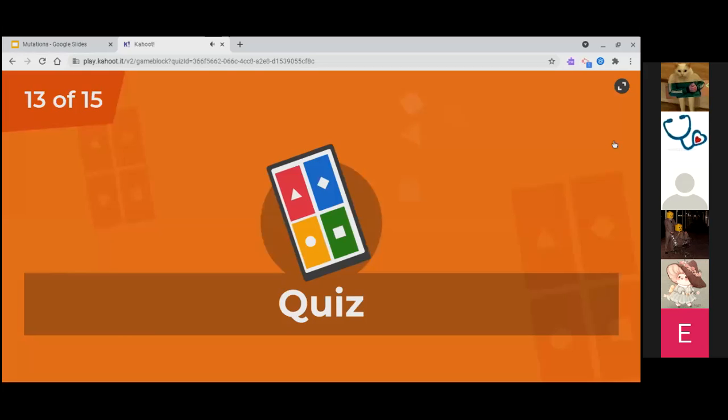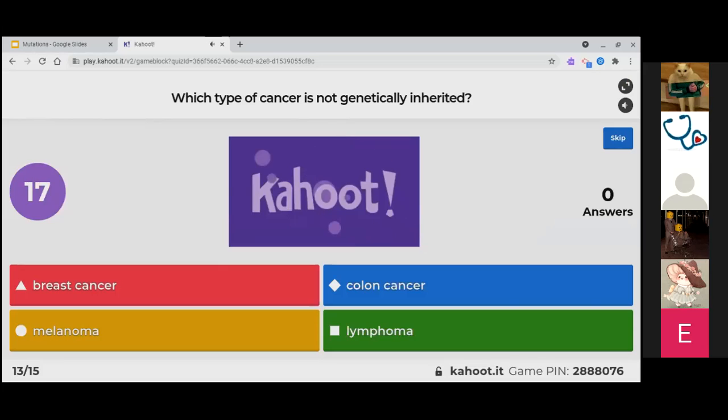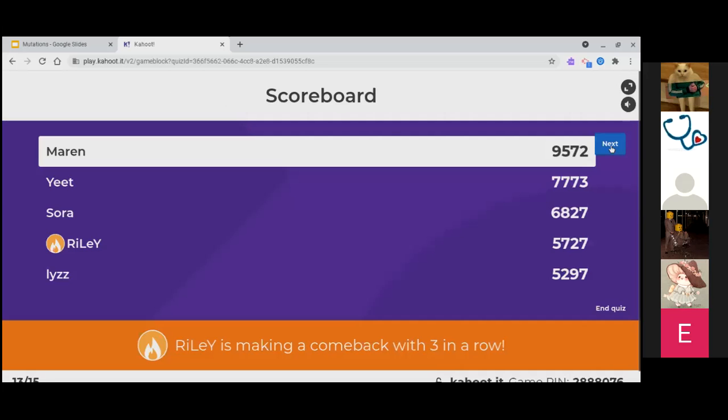Okay, so the next question: which type of cancer is not genetically inherited? You have breast cancer, colon cancer, melanoma, and then lymphoma. Okay, yeah, so the correct answer is lymphoma. We had a list on the slide about cancer, and in the list, it didn't include lymphoma. And most of you got it right, so congrats.